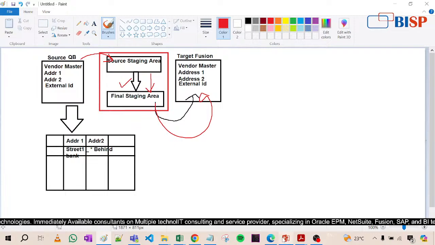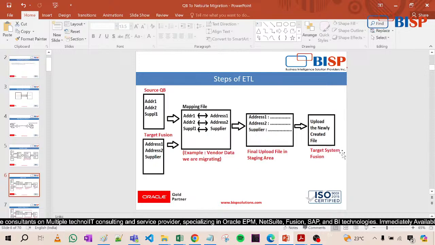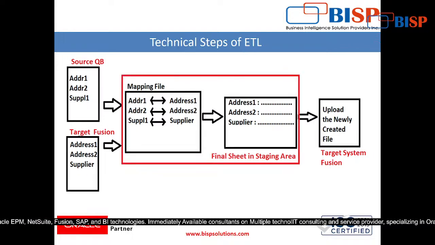Then the file is kept in the staging area. Then we upload the newly created file in the target system, that is Fusion. And here it is. Now see here, I have given you the example, as I have shown you previously, that these are the new headers. We have mapped all the files, the vendor data we are migrating. The final upload file is in the staging area. The staging area is very necessary, so that we keep all the files here and upload the newly created file.